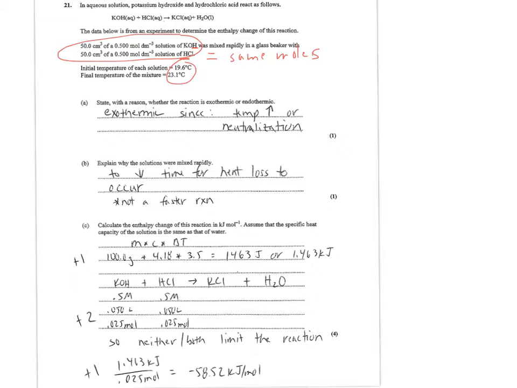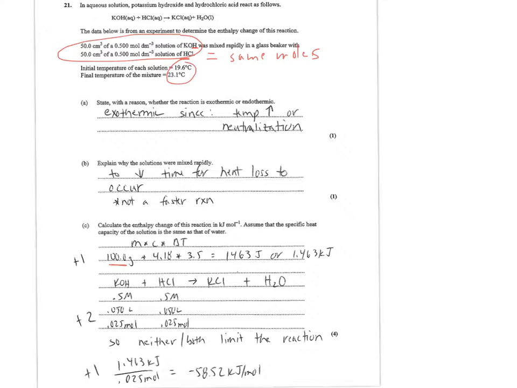C, calculate the enthalpy change of this reaction in kilojoules per mole. And again, everything's 1-to-1, so your answer would be kilojoules per mole. Assume the specific heat capacity of the solution is the same as that of water. And we're also assuming the density of the solution is the same as water. So a couple of common mistakes were that people didn't add the 50 centimeter cubed samples together to get a total of 100. So you need to use 100, not just 50, because you're adding both together. 4.18 is your C value, and then 3.5 is the temperature change.